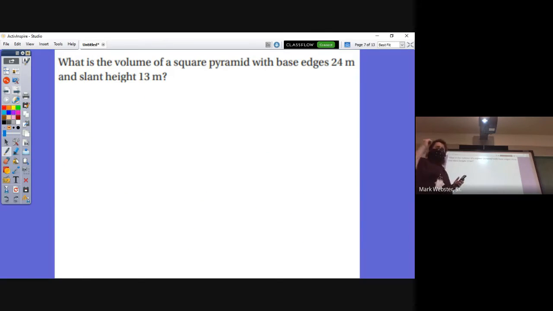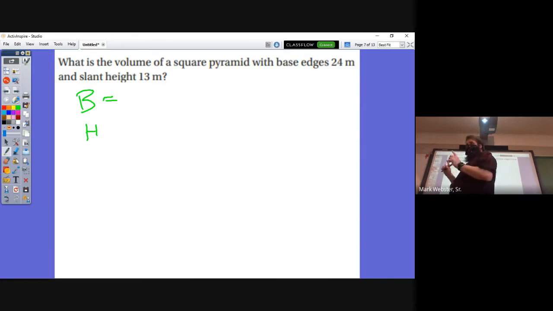Same idea as what we just did in the previous problem. They give you a square pyramid. They tell you what the edges of the base are, and they tell you what the slant height is. Go ahead, figure that out. With this one, again, you're trying to find the base and the height. The sides of the square are 24, so you're just going to square that to get the area of the square. The height, they don't give you; they give you the slant height.